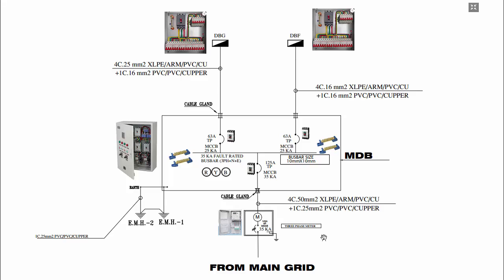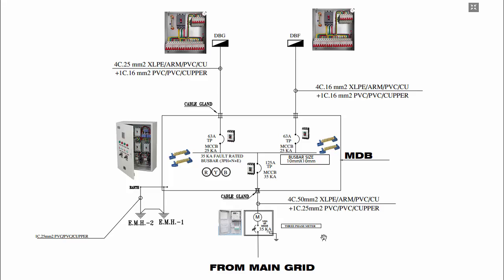Initially I want to discuss what actually a single line diagram is. A single line in electrical means a single line diagram. It's a simplified electrical drawing which shows the main power flow of a system using single lines instead of showing each individual wire. So it's a single line overview of the whole system, the main system.